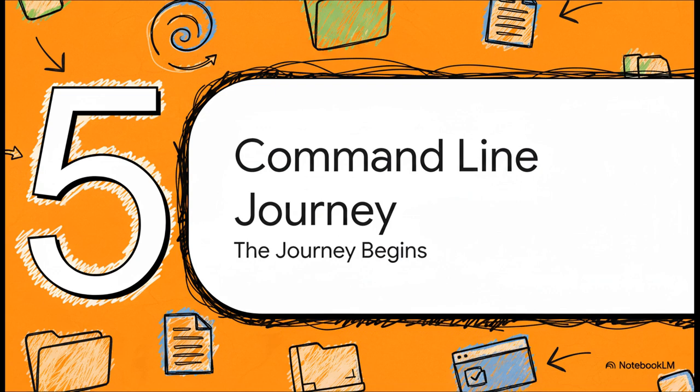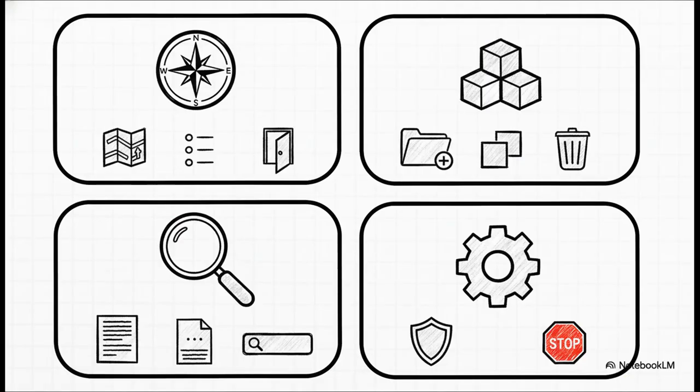Now, we've covered a ton of ground pretty quickly here, but this really is just the first step on a much, much bigger journey. So let's do a quick recap of everything we just learned. So let's break it down. We learned how to navigate our system using pwd, ls, and cd. We learned how to manipulate files and folders with mkdir, cp, and rm. We can inspect what's inside our files using cat, tail, and grep. And finally, we learned how to take control of the system with sudo and kill.